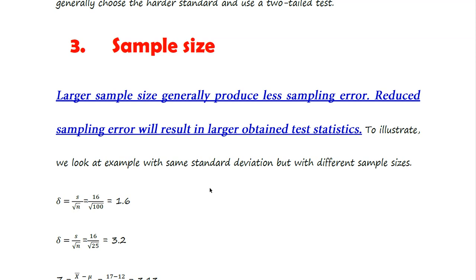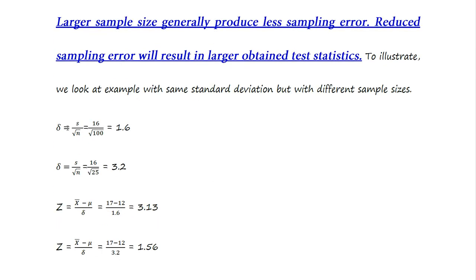Larger sample sizes generally produce less sampling error. Reduced sampling error will result in larger obtained test statistics. To explain this, we look at the following example with the same standard deviation, but the sample size varies.